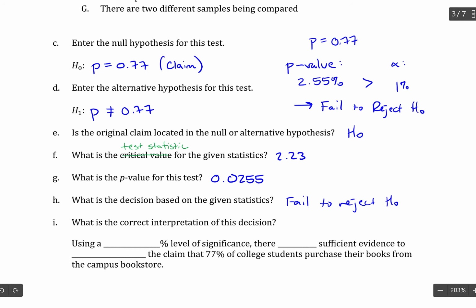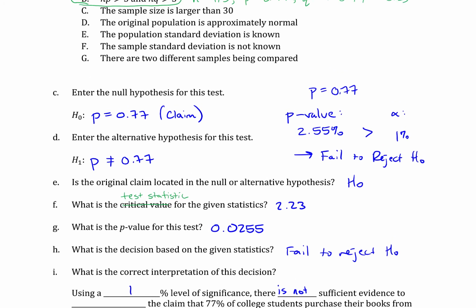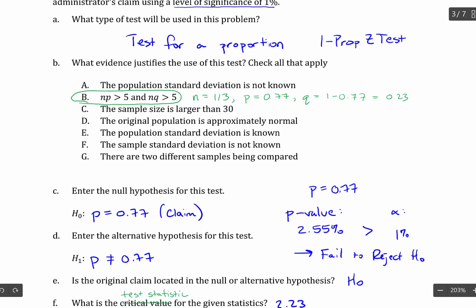So the decision is fail to reject the null hypothesis, and the correct interpretation, using a 1% level of significance, is that there is not sufficient evidence, because we go with the weaker of these two statements. If we reject the null hypothesis, that's a very strong result, so we use stronger language, which is "is." If we fail to reject, we use the weaker language, which is "not." So there is not sufficient evidence to blank the claim that 77% of students purchase their books from the bookstore. So we're trying to either support or reject it.